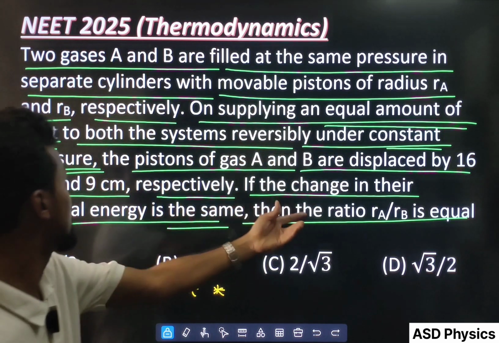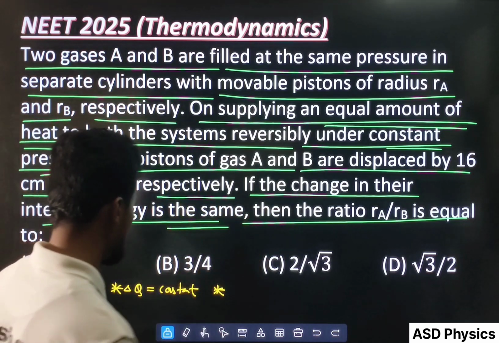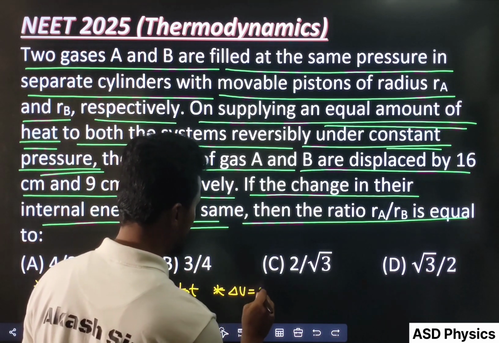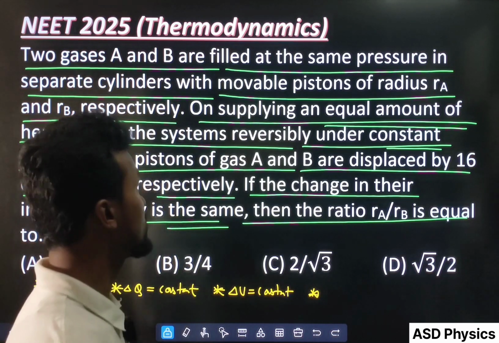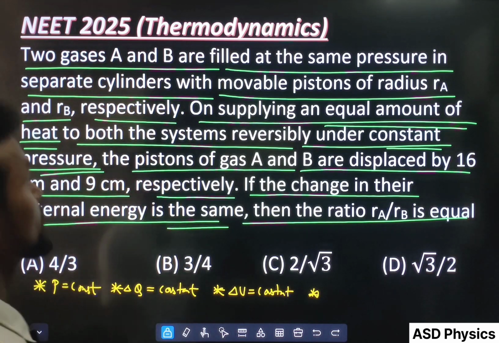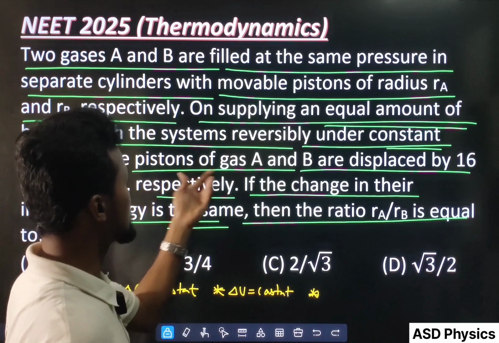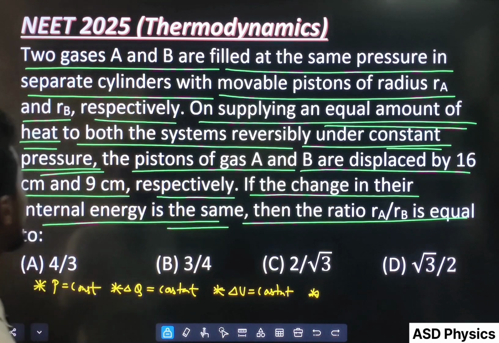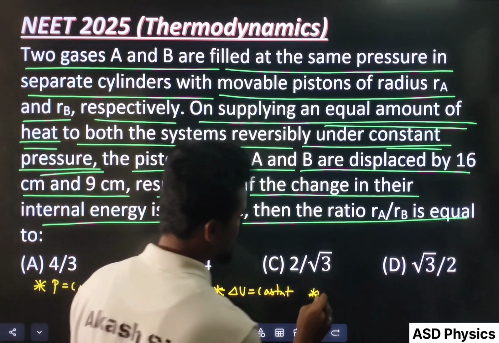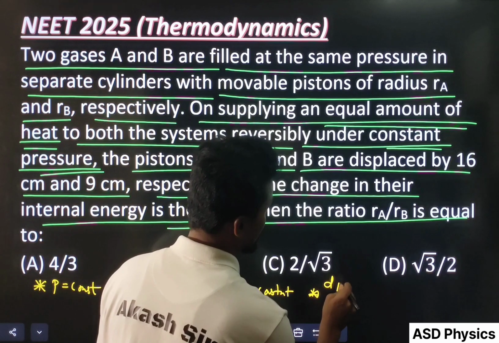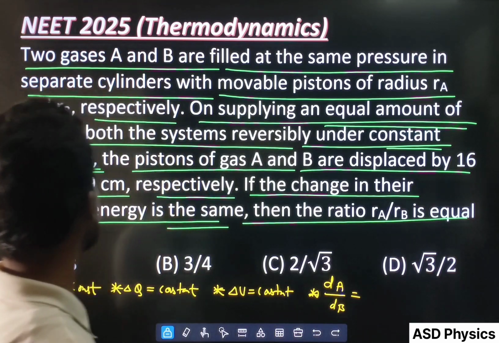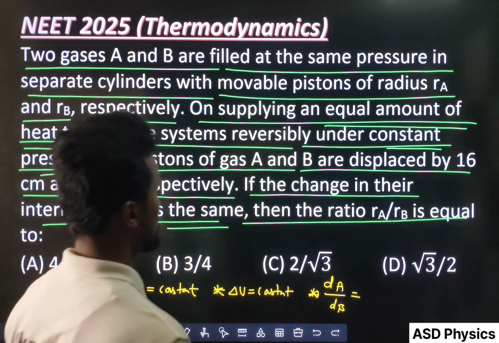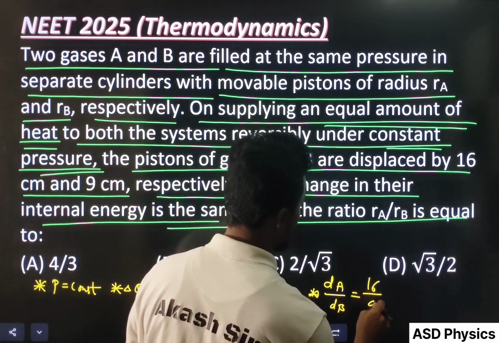And after that you can see internal energy is also the same. That means delta U is also constant. And what is given here? You can see very well, the pistons of gas A and B are displaced by 16 centimeter and 9 centimeter. So let's take displacement as D. So dA by dB for gas A and B, 16 and 9. So we can write it is given as 16 by 9.